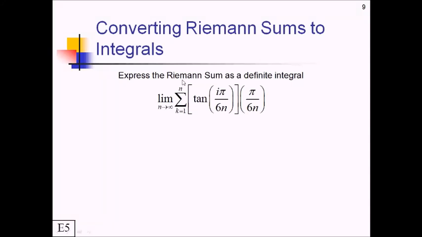Here's another Riemann sum to definite integral problem. Pause the video and try this one out on your own. So here's our definite integral form. A value, that's the thing that's being added to the i over n term.